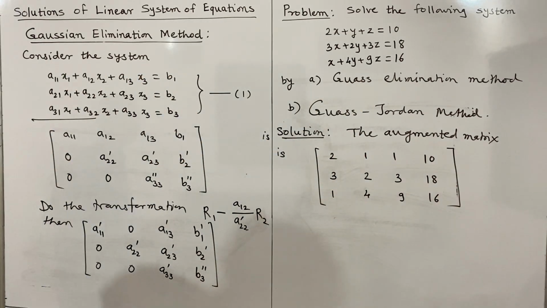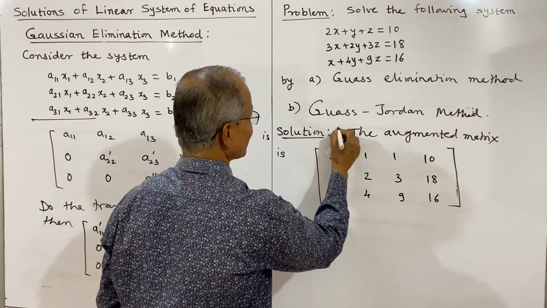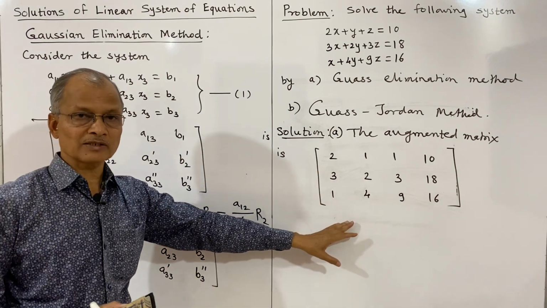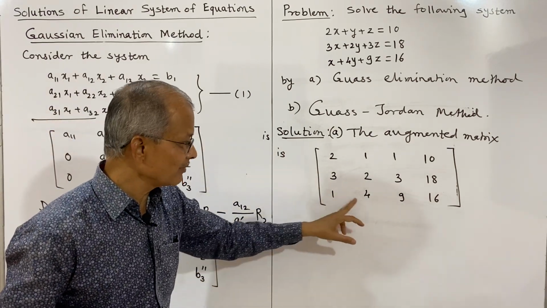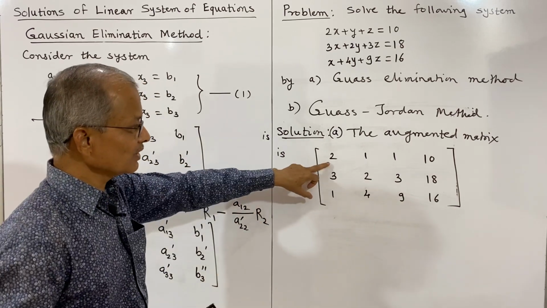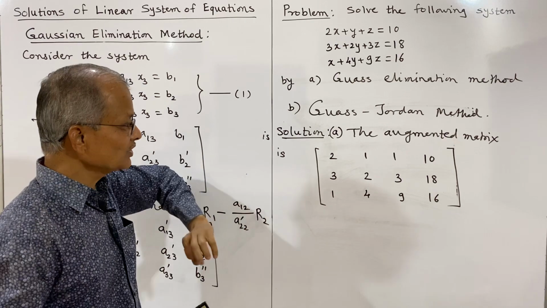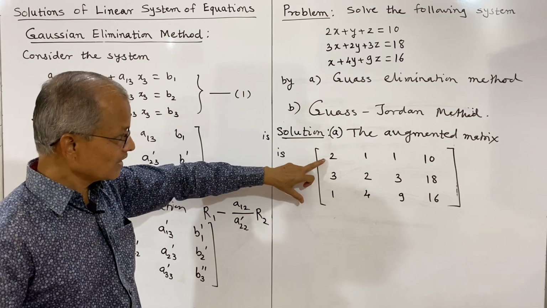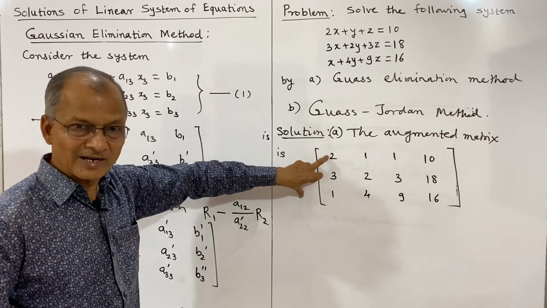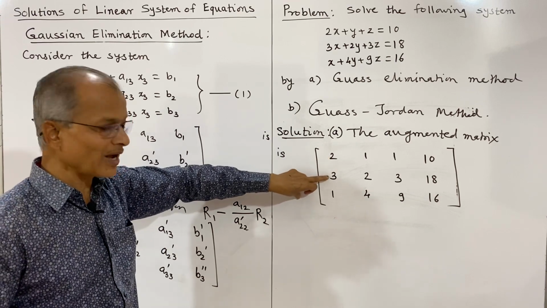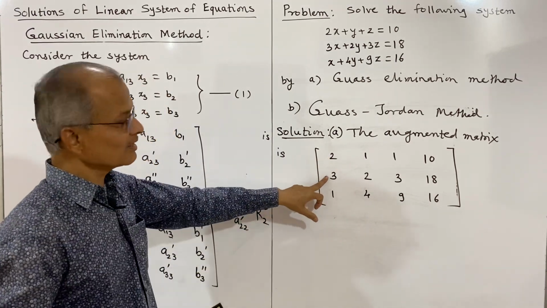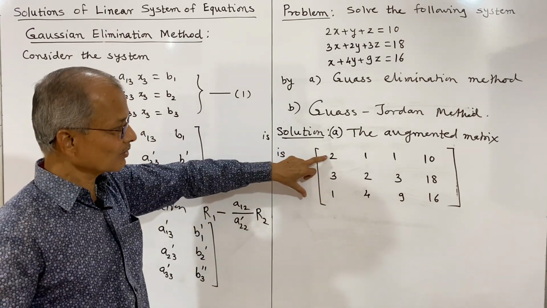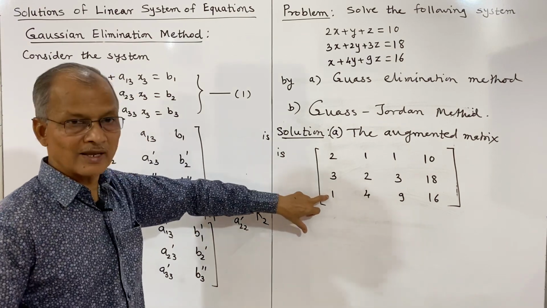Now we want to convert this. First we shall use the Gauss Elimination Method, and we convert this matrix to an upper triangular matrix, which means these three elements are to be converted to 0, and the pivot is this element 2. So what we have to do is divide the first row element by 2 and multiply by -3 and then add it to the second row. Similarly for this one, we have to divide the first row element by 2 and multiply by -1.